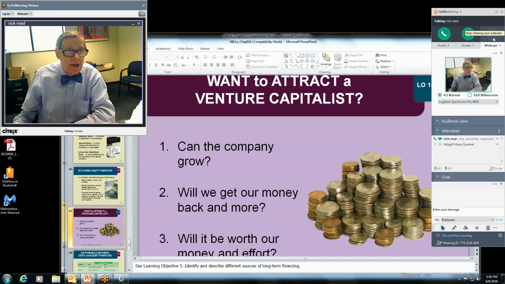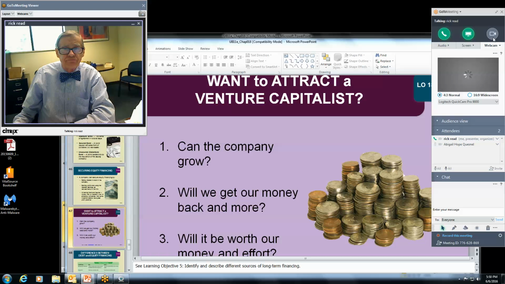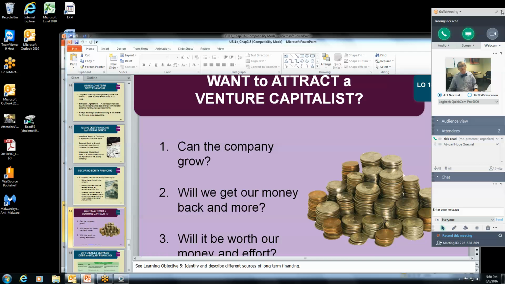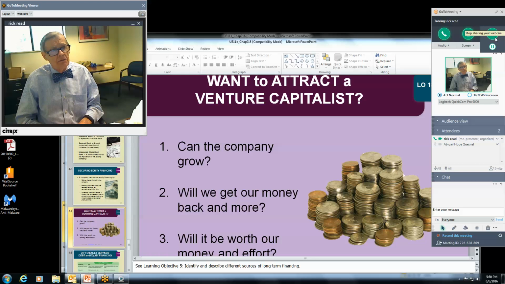Venture capitalist. I've talked about venture capitalists before, and we need to discuss this again in some respects. A venture capitalist is going to look at your company. Here we're talking about mostly small and medium, mid-sized companies. And what's your potential?